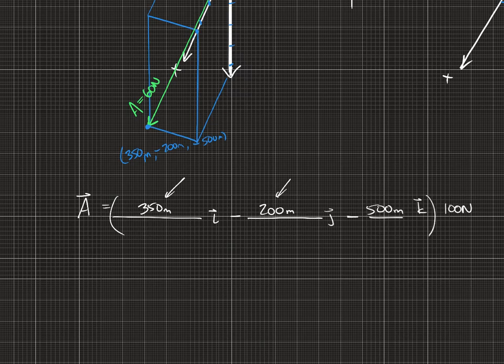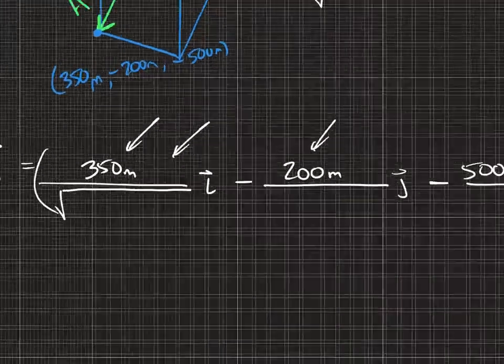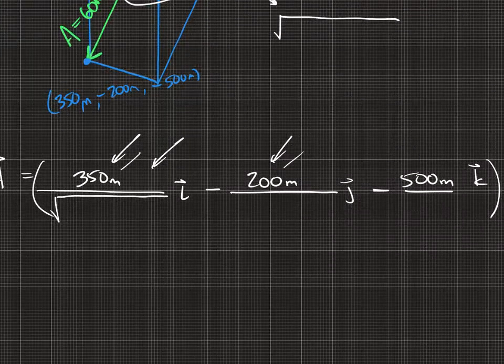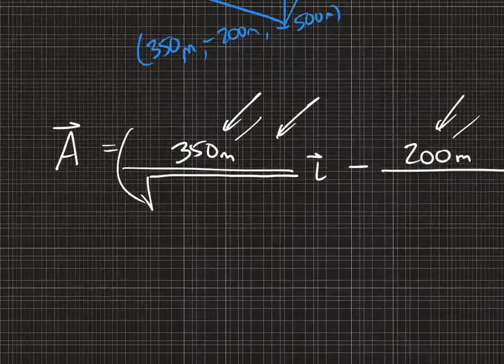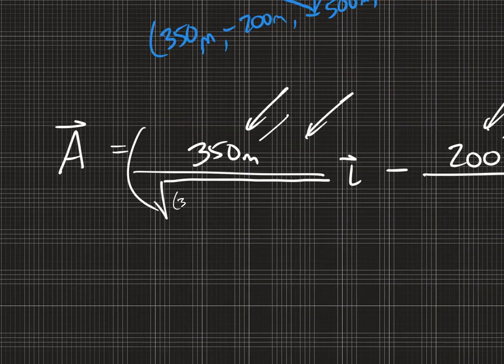So to get that diagonal distance, so that's the length of this line right here. Okay, that is going to be the square root. I would put it down here, but let's go ahead and put it down there. The square root, okay, and we'll zoom in. Basically, these three numbers, 350, 200, 500 squared. So it's going to be 350 meters squared plus 200 meters squared plus 500 meters squared.